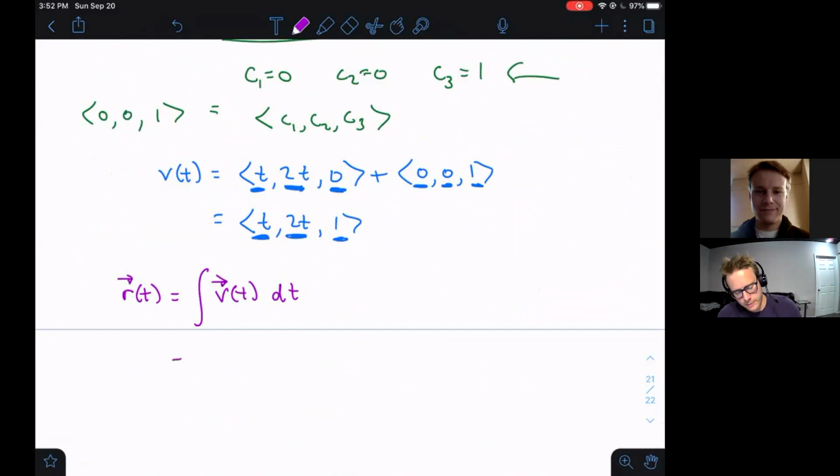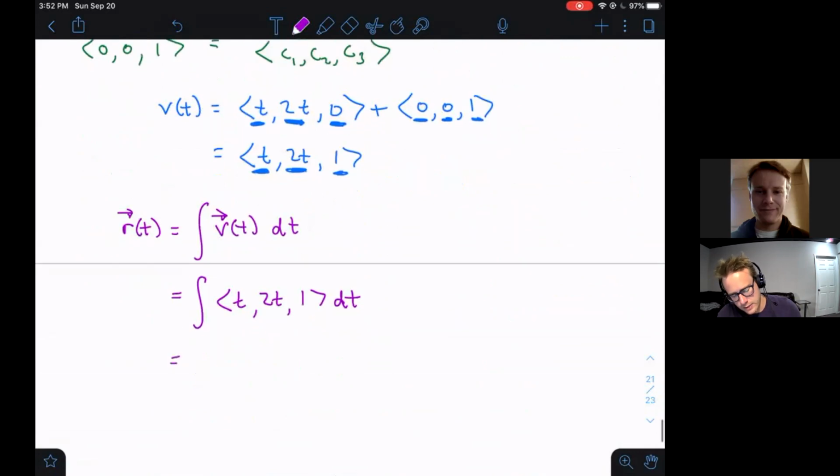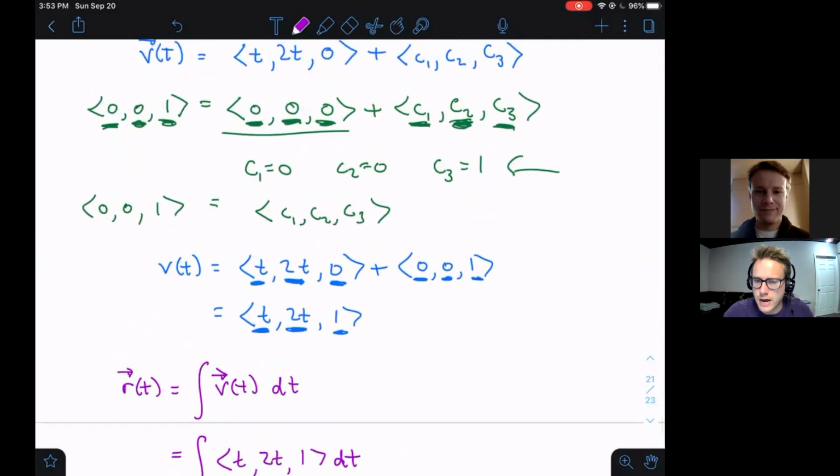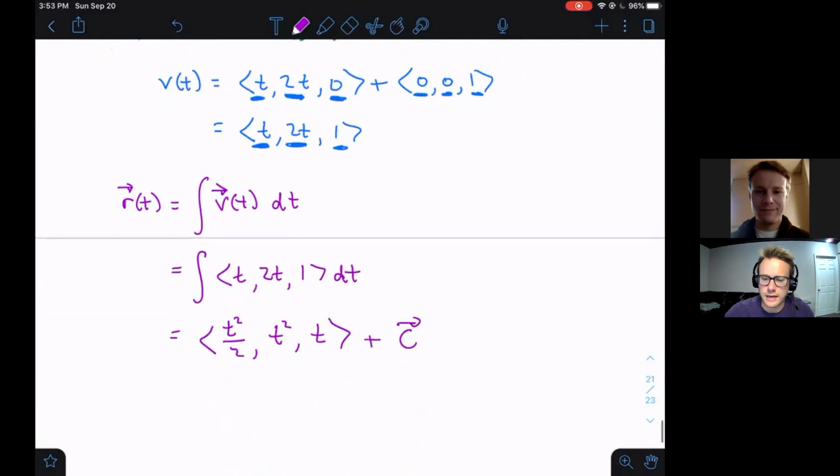We now know what our specific velocity is, so I can go ahead and plug this in, t, 2t, 1. And I can take the antiderivative of this. And when I do this, I'm going to get t squared over 2, t squared, t. That is, I'm just integrating component by component, right? Each one individually there. And then plus we get this constant of integration. But again, it's a vector constant. And I'm just going to leave it as c, right? I demoed the other way over here where we actually wrote down the components. Let's just leave it like this. And we can see that this also works perfectly fine.